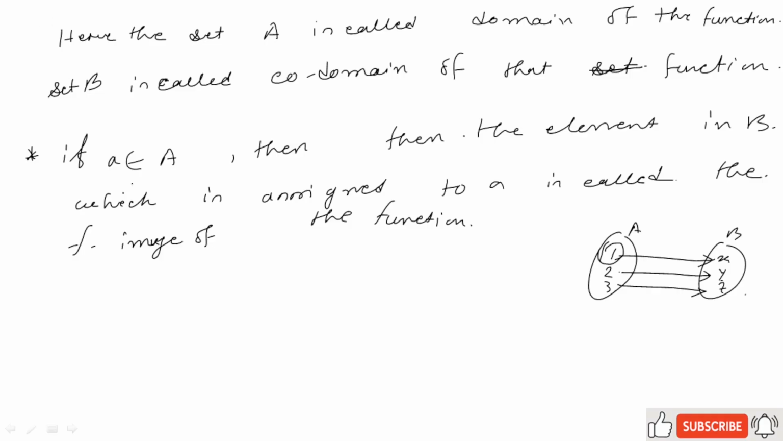And simply it is denoted by, let us say, f of 1 is equal to x. That means the pre-image of f of 1 is x. I think you have understood. If you get any problem, please inform me.